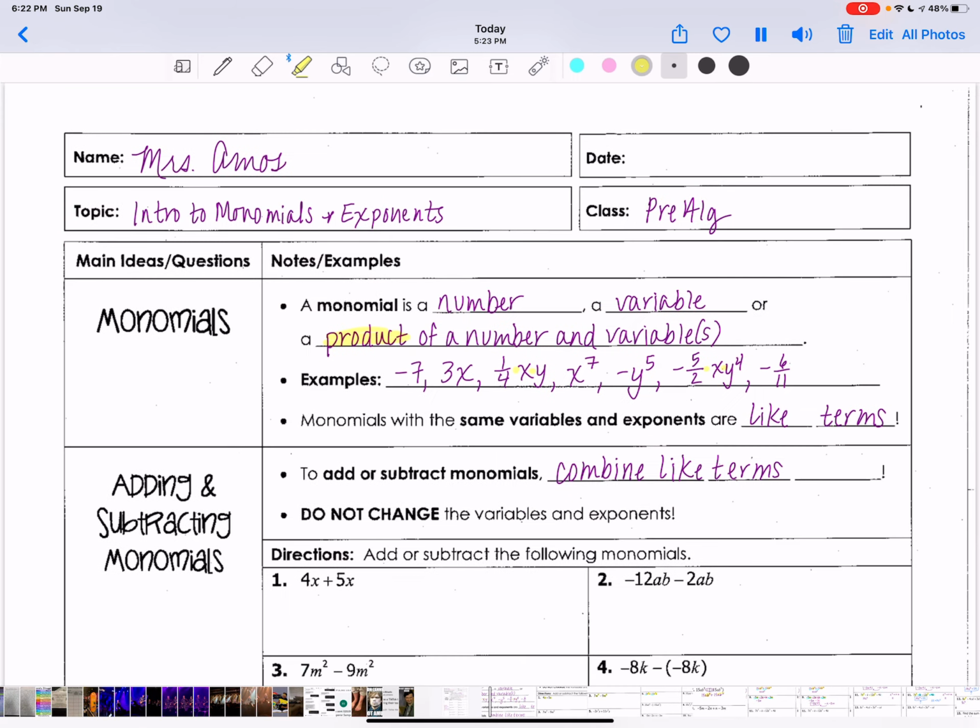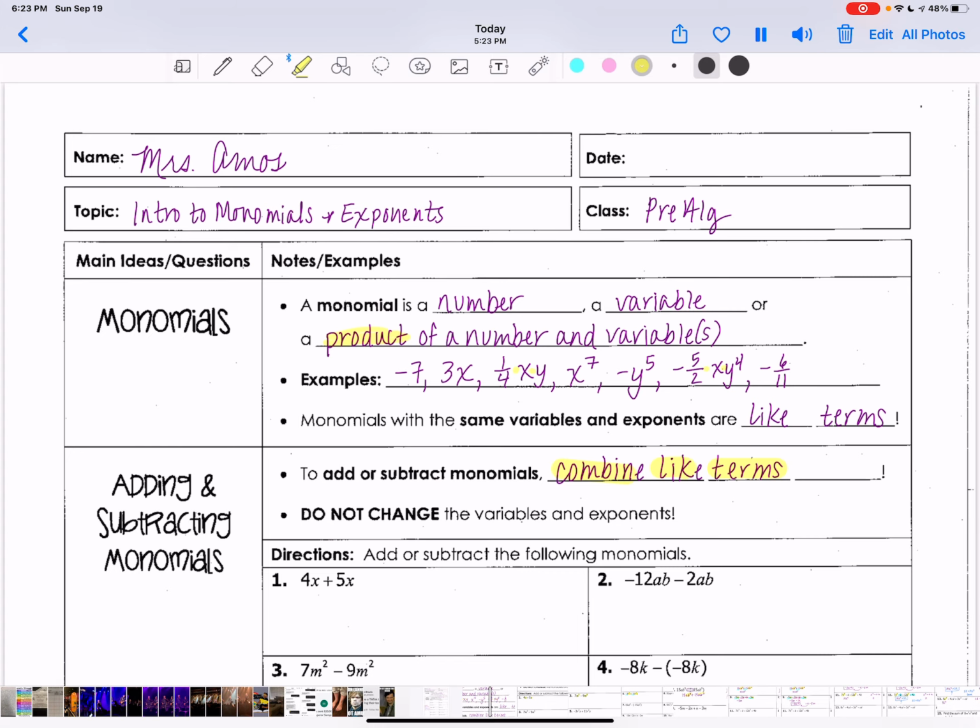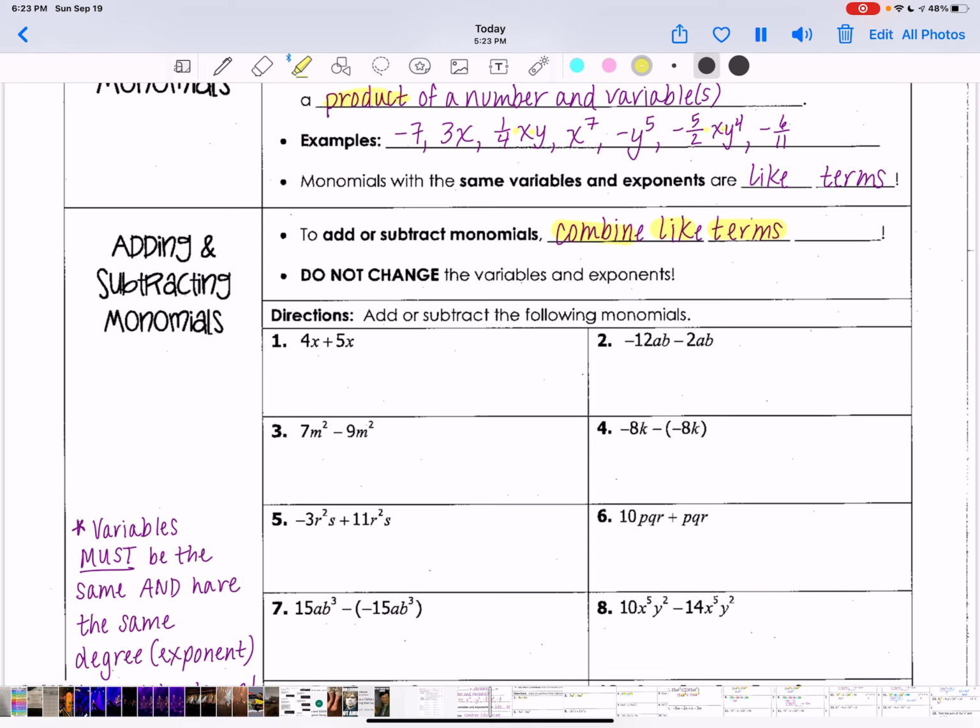So monomials with the same variables and same exponents are like terms. So to add or subtract monomials, you combine like terms. That's very important. You do not change the variables and the exponents. You just combine like terms and leave the variables and exponents as is. So let's go ahead and get started.